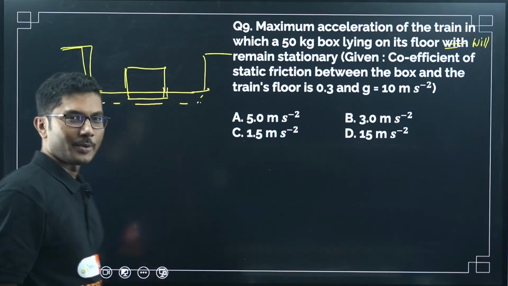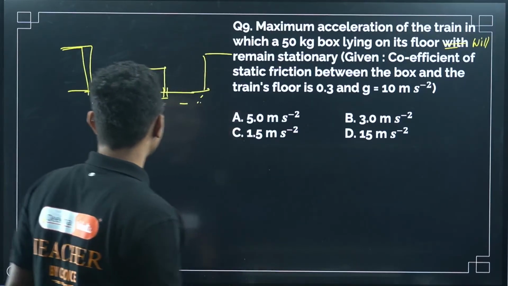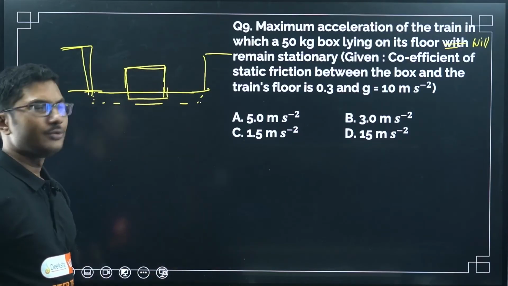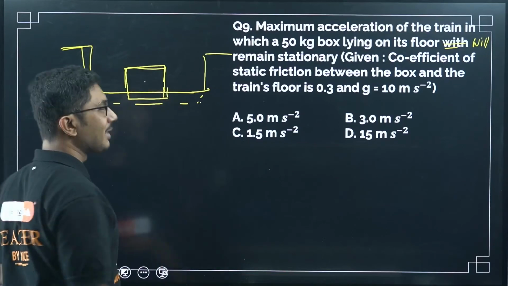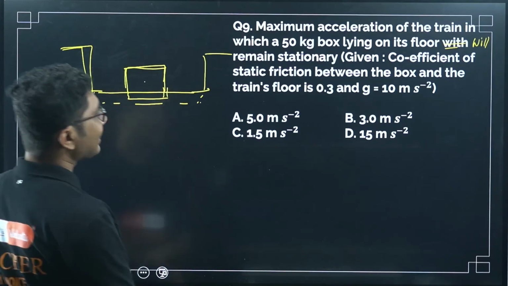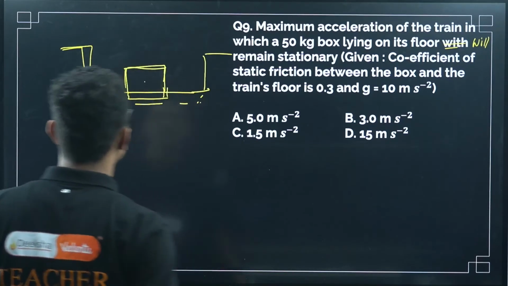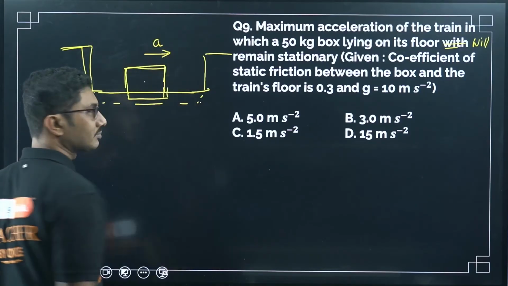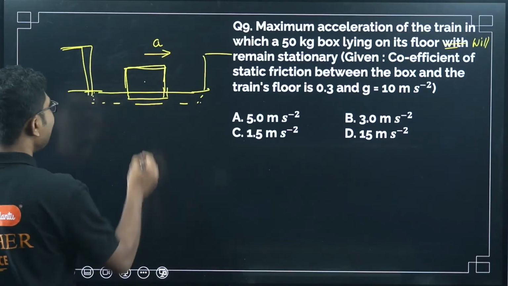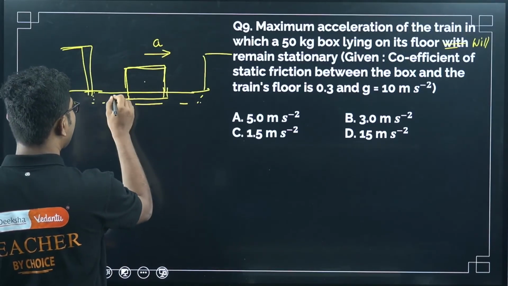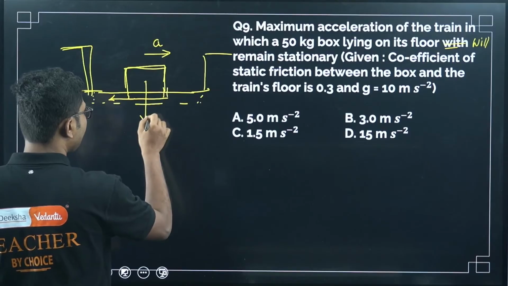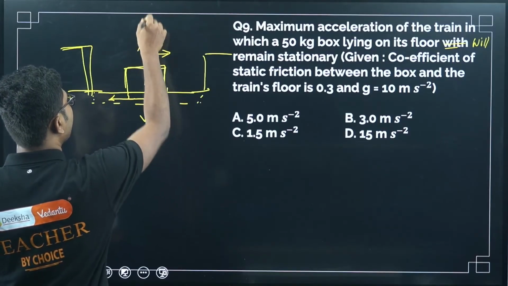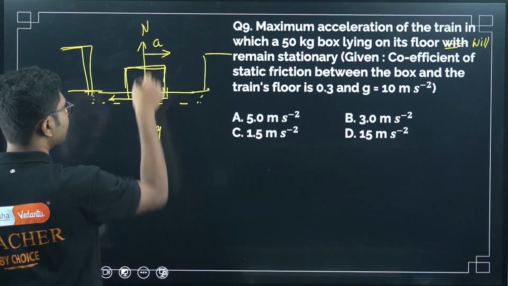Now what it says is, what is the maximum acceleration with which the train can move such that the box will remain stationary. Suppose the maximum acceleration of the train is a. Now what is the force of friction acting on this? So this is mg, this is the normal reaction force, so normal reaction force equals mg.